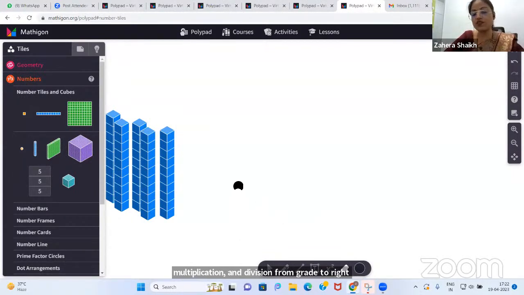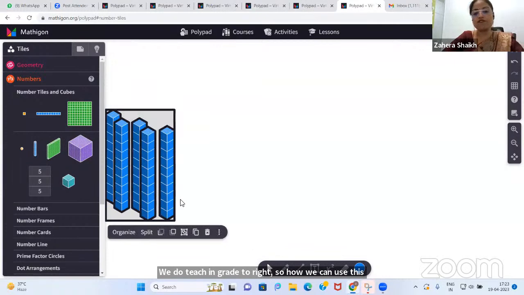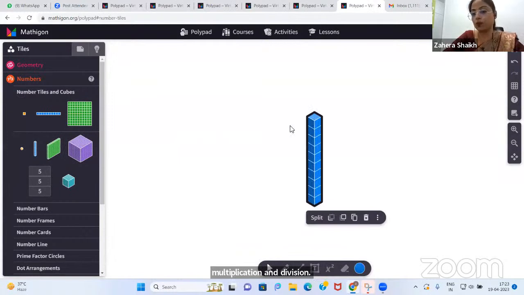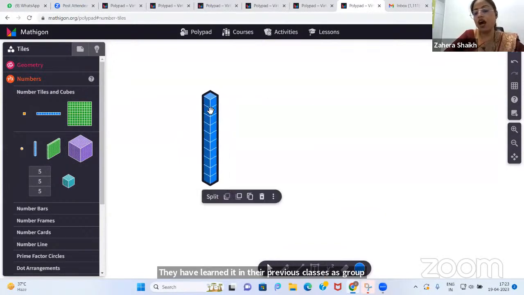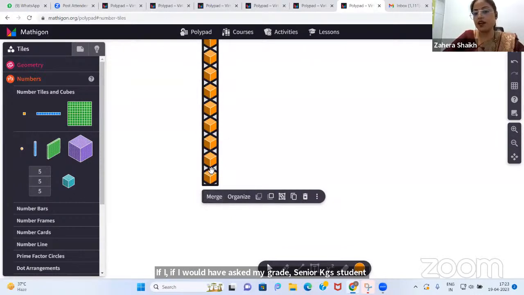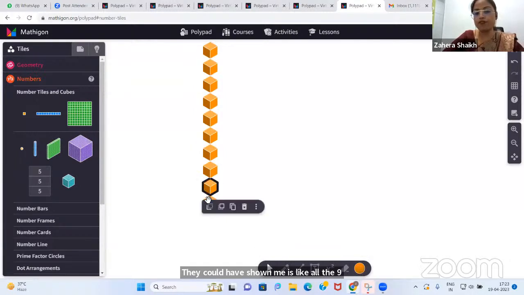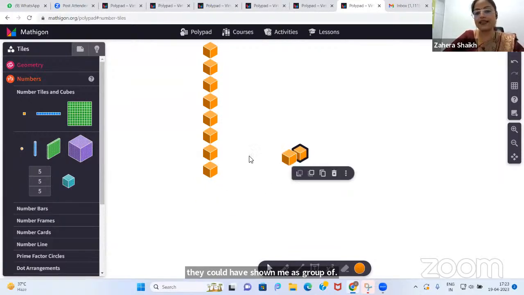Single digit number, long division, we say, or just find out the quotient and the remainder, we do teach in grade 2, right? So how can we use these manipulatives to teach them the concept of multiplication and division? They have learned it in their previous classes as groups, right? If I had asked my senior KG students or grade 1 students, can you represent this number into different combinations? They could have shown me all the 9 units, or they could have shown me as groups of 2, right?